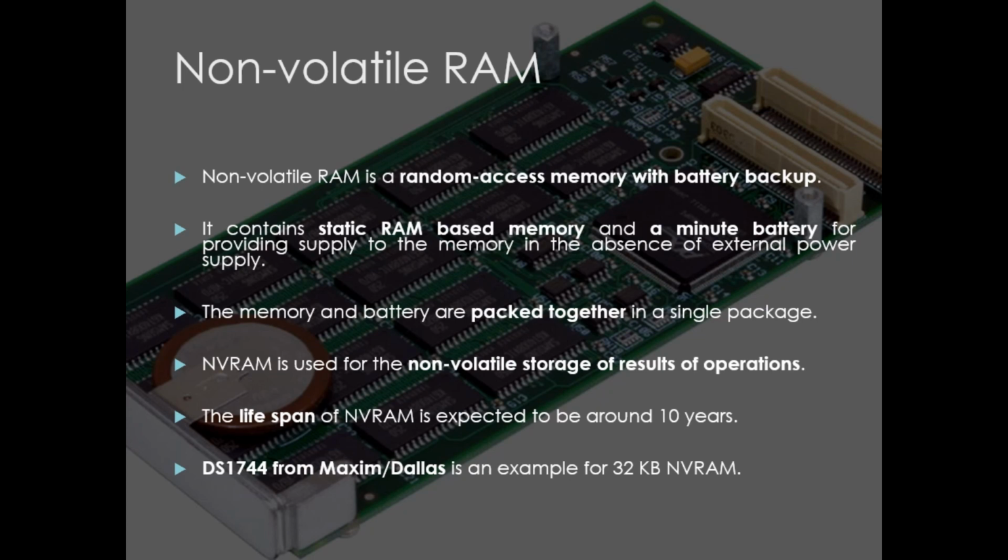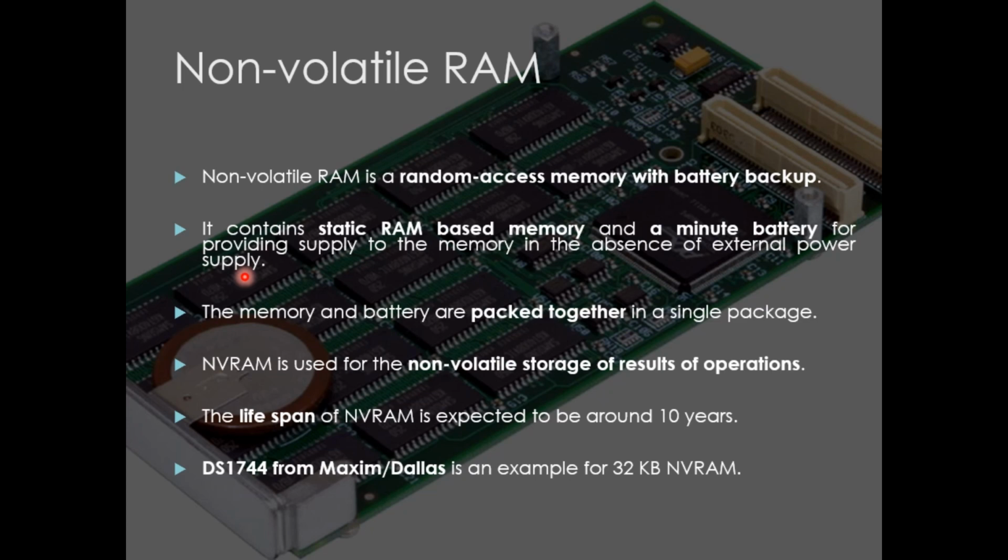Thereby what we do is, we basically connect a battery. So basically a non-volatile RAM is nothing but a normal RAM with a battery backup. It will contain a static RAM based memory with a minute battery for providing supply to the memory in the absence of external power supply. There can be cases in embedded system applications where you lose the power supply for a few minutes or so. At that time, this battery backed memory will continue the operation till the power supply is restored.